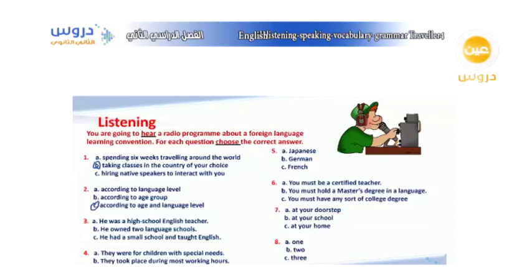3. What did Oliver do in the past? 4. What was different about Oliver's classes? 5. Which language is presently not taught at Oliver's schools? 6. In order to teach in one of Oliver's schools, what is necessary?